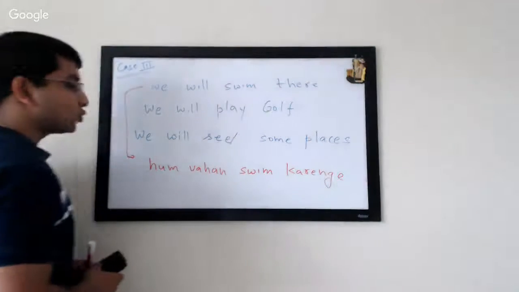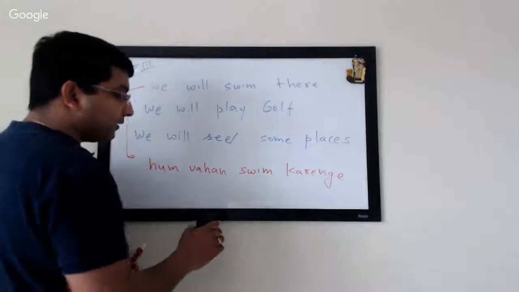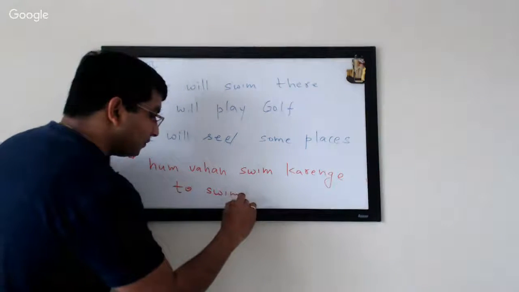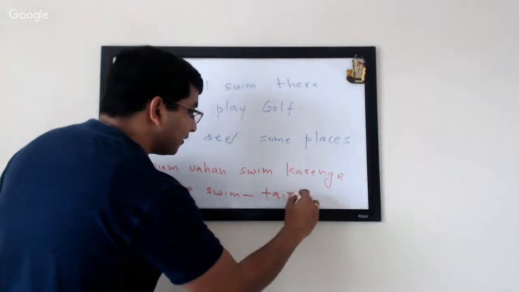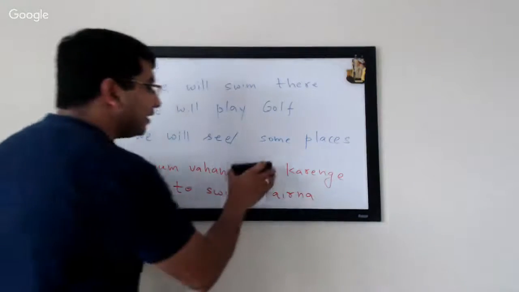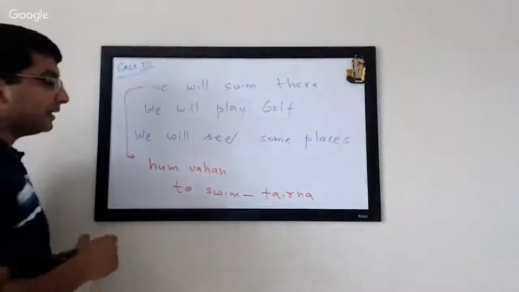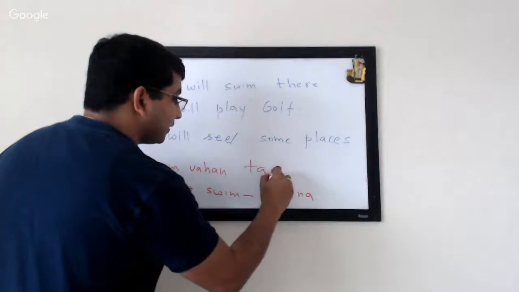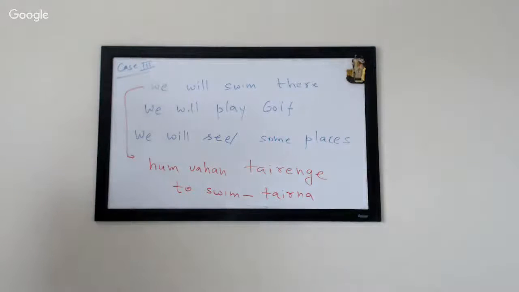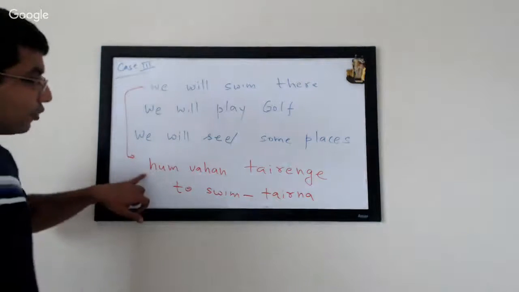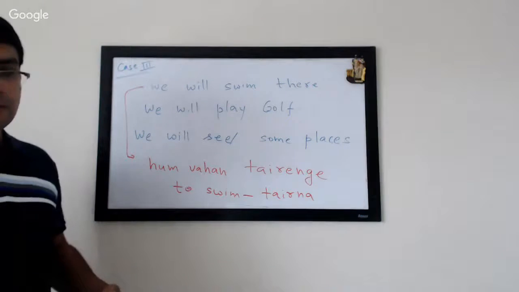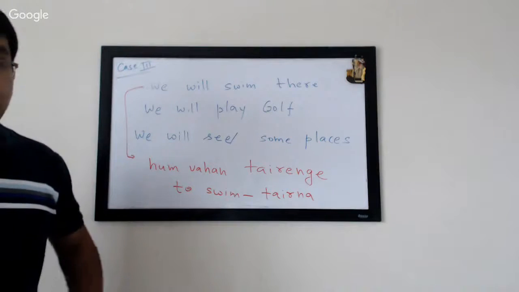If you know the verb, to swim is तैरना. And if you want to use that verb specifically, you can say हम वहाँ तैरेंगे. Okay, you can make it a little bit more complicated: हम वहाँ पानी में तैरेंगे, in water. You can say we will swim in clean water: हम वहाँ साफ पानी में तैरेंगे.